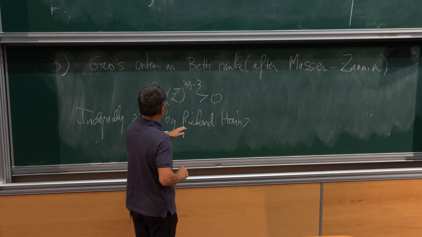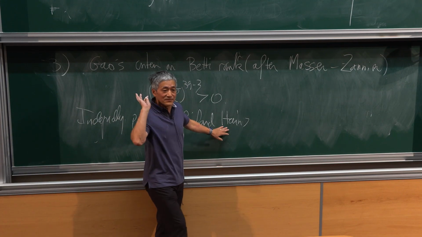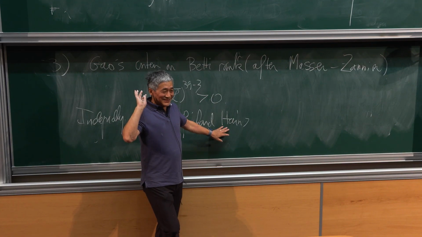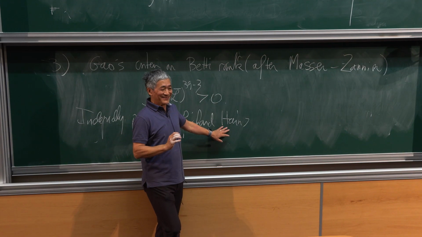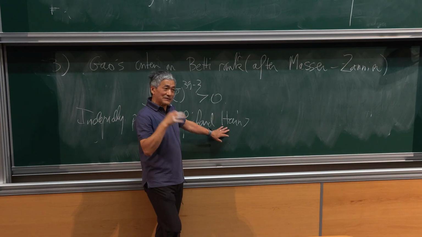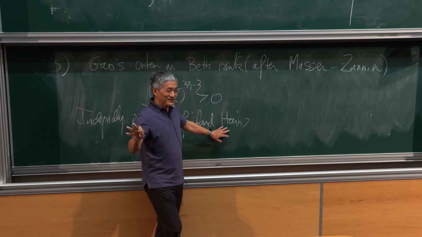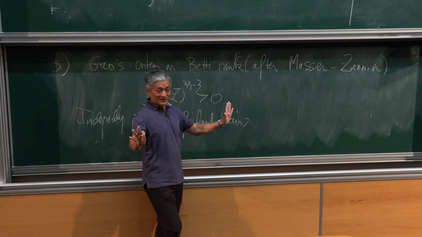And Richard Hain's proof exactly follows Ceresa. He works only at the boundary. Xiang's proof exactly works on the internal. He doesn't care about the boundary. So the proofs are actually completely complementary to each other.